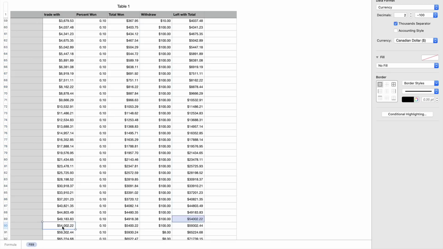Okay, so let's say after 90 trades, you have $54,000 here stacked up. You're still taking out $100. And you're getting $5,400. Now you're winning. You have $54,000. You made 10% of that. You made $5,400. I'm telling you that this is realistic because this is what I'm doing.